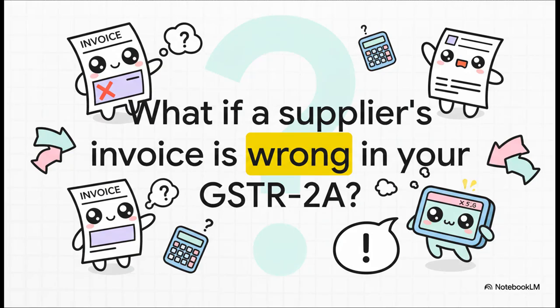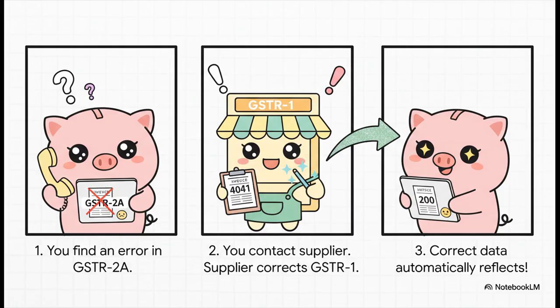So this brings up a really common, real-world question. You're going through your GSTR-2A and you spot a mistake. Maybe the invoice amount is wrong. What do you do? The answer is simple, but super important. You have to go back to the source. Since you can't edit GSTR-2A yourself, you need to reach out to your supplier and have them fix the mistake in their GSTR1. As soon as they do, that correction will automatically flow through and update on your end.